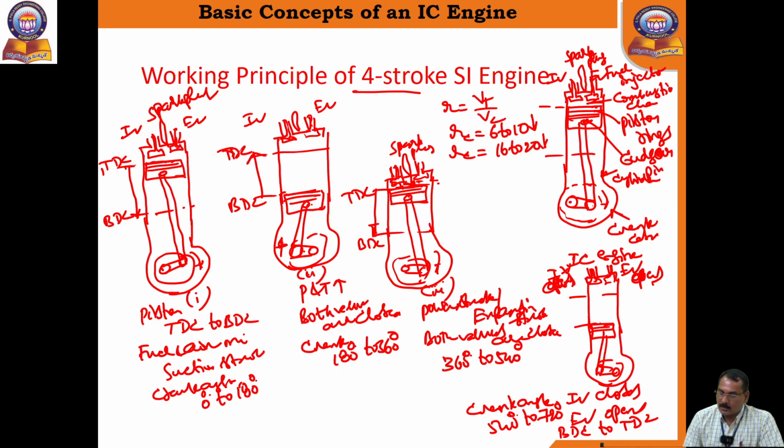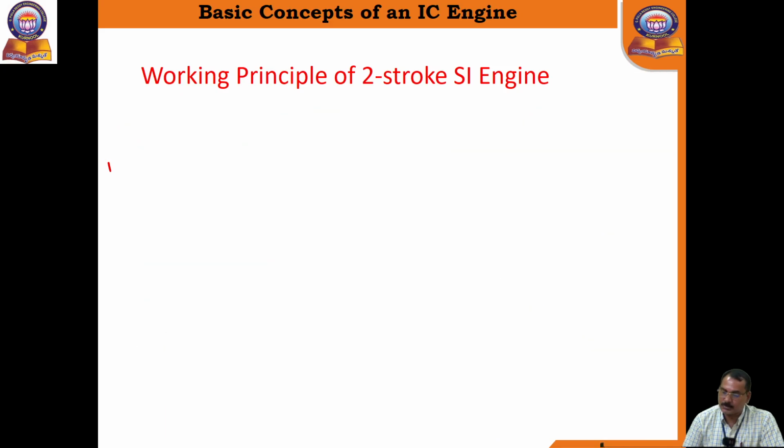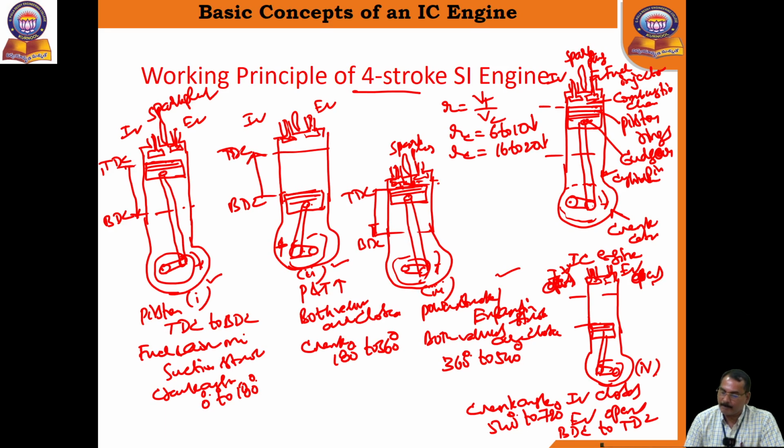So this is the working principle of four-stroke SI engine. So here we have four strokes: suction stroke, compression stroke, power stroke followed by expansion stroke, then fourth one is exhaust stroke. Here observe that during suction stroke, fuel and air mixture only enters into the engine cylinder. But in the case of the diesel engine, during suction stroke, air only enters into the engine cylinder. That is the major difference between SI engine and CI engine.